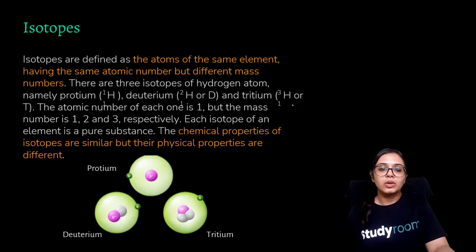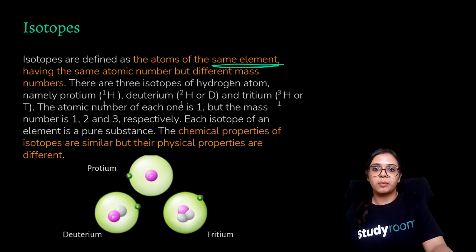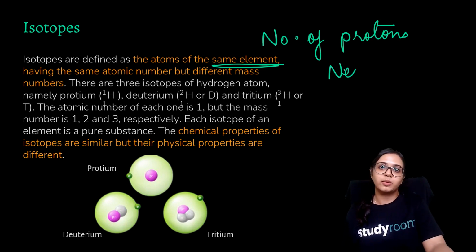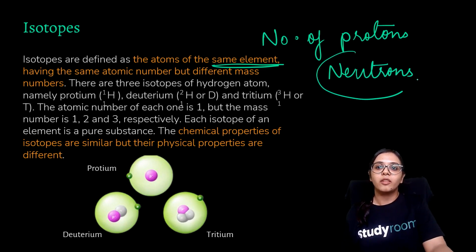Now we will be learning about isotopes. Isotopes are defined as the atoms of the same element, and same element here is important to remember, having the same atomic number but different mass numbers. So since we are talking about the same element, the atomic number is the same. That means the number of protons in this particular element would always be the same. But since there is a difference in the mass number, and since mass number is equal to number of protons plus number of neutrons, the number of neutrons must be fluctuating.